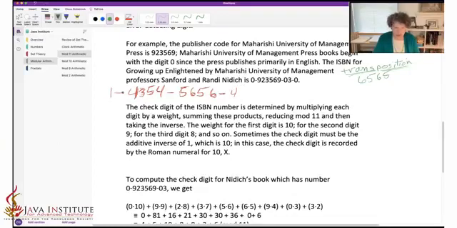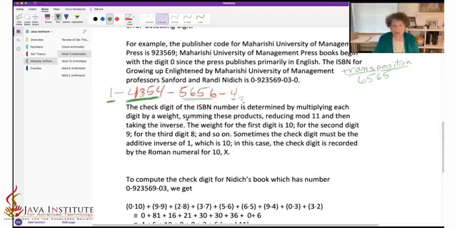So these numbers have parts to them. This number says English. This number is the number that the publisher has. Some publishers have more than one number, but this is the publisher number, and this is the particular book number. Okay. What's this?